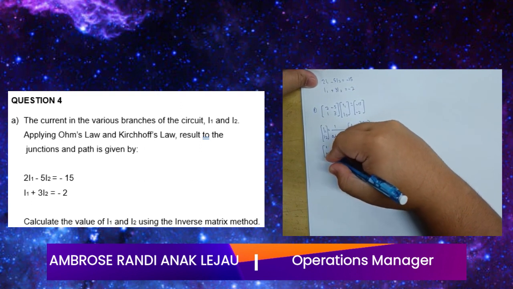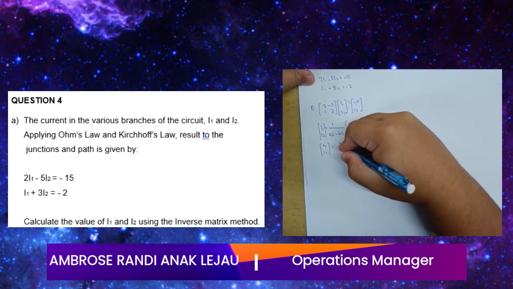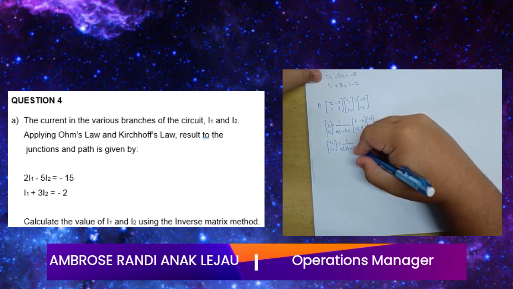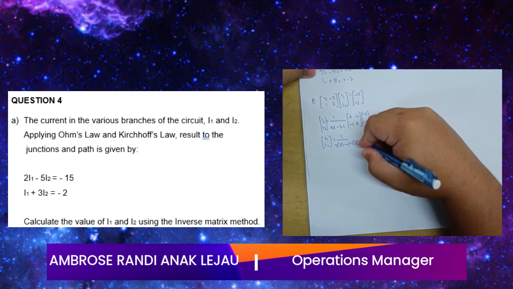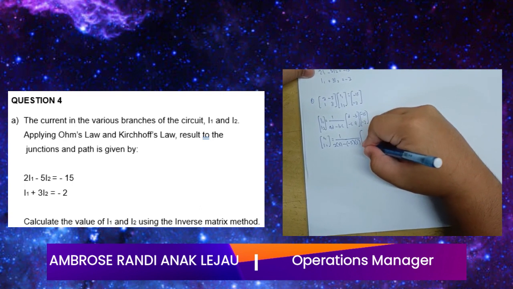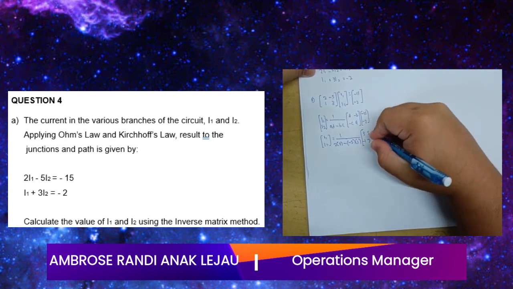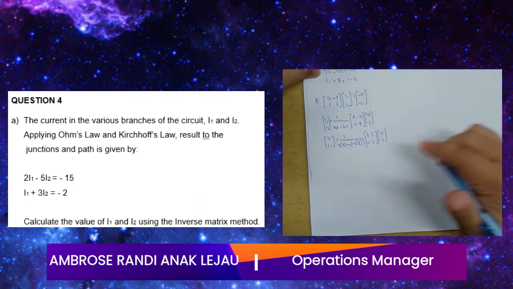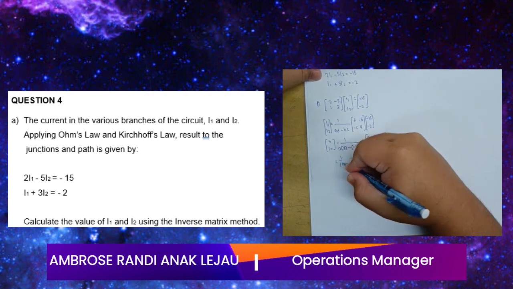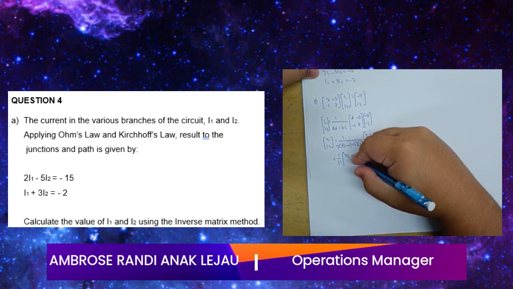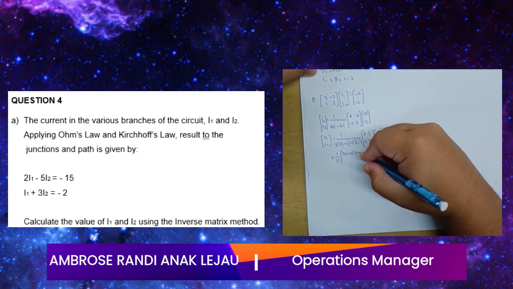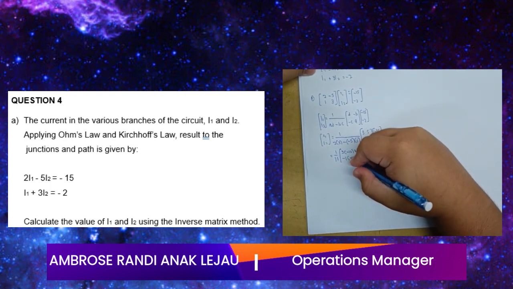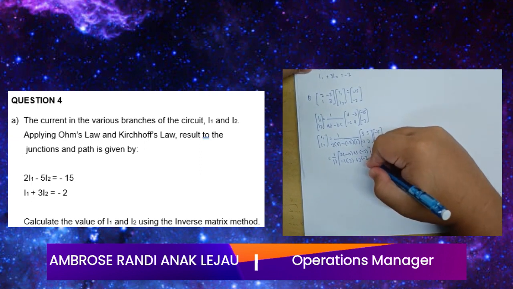We do the same method: equal to 1 over 2 times 3 minus negative 5 times 1, times [3, negative 1; 5, 2] times [negative 15, negative 2]. The next step is 1 over 11 times [3 times negative 15 plus 5 times negative 2; negative 1 times 2 plus 2 times negative 2].